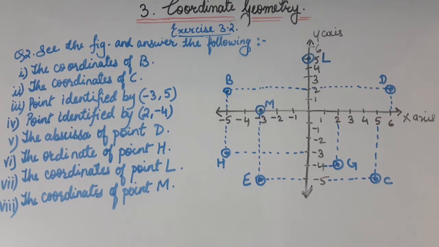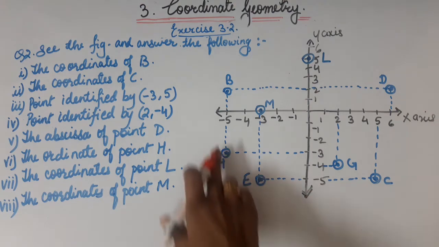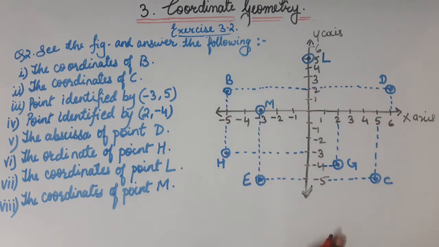The second question is, see the figure and answer the following questions. A graph is given to you and some questions are related to the graph. The x-axis is given, the y-axis is given, and some points are marked: A, B, C, D. Now let us see the questions. The coordinates of point B. So we have to find the coordinates of point B.